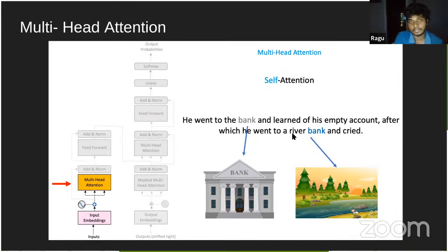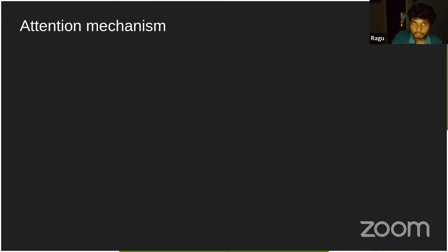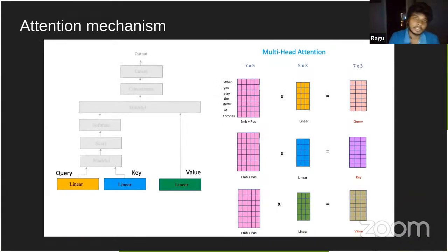So how do you make this happen automatically? Machine learning is something where you don't say that if the word bank is there, you have to go for accounts, or if bank is there, you have to go for river. You want the network by itself to understand what that is. So here the attention mechanism comes in. We'll see this attention mechanism with this sentence: "When you play the Game of Thrones." So what you do is make this a vector and multiply it with some random numbers.